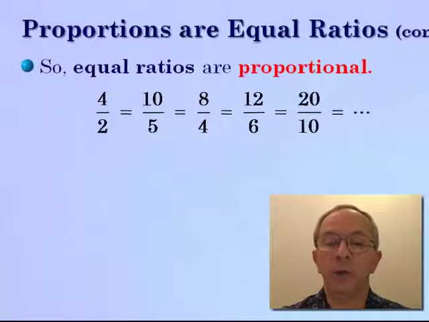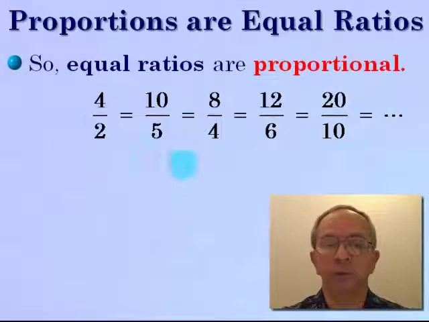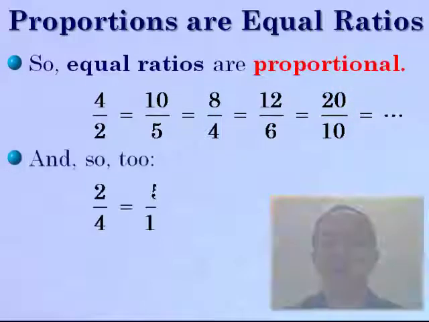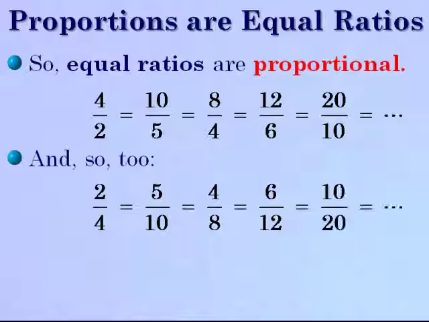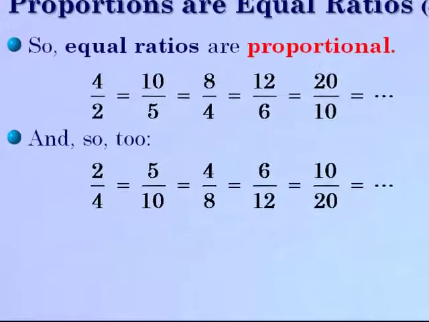So here are some equal ratios that are all proportional: 4 to 2, 10 to 5, 8 to 4, 12 to 6, and 20 to 10. Interestingly enough, these are also proportional. Can you tell what the difference is? I've just inverted the numerators and denominators on all of them. So 2 to 4, and 5 to 10, and 4 to 8, and 6 to 12, and 10 to 20, and so on. Those are also all equal ratios.